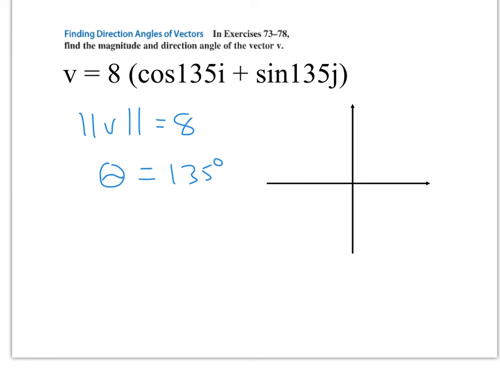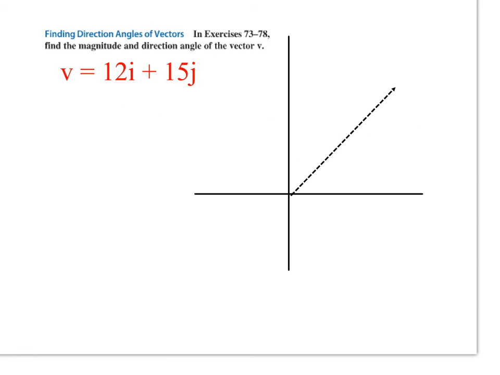So that vector, if I wanted to draw that vector, would look something like this, where this is a magnitude of 8, and it has a directional angle of 135 degrees. Boom! Okay, this guy right here, folks, we are almost done. Almost done. Find the magnitude and the direction angle of the vector v.